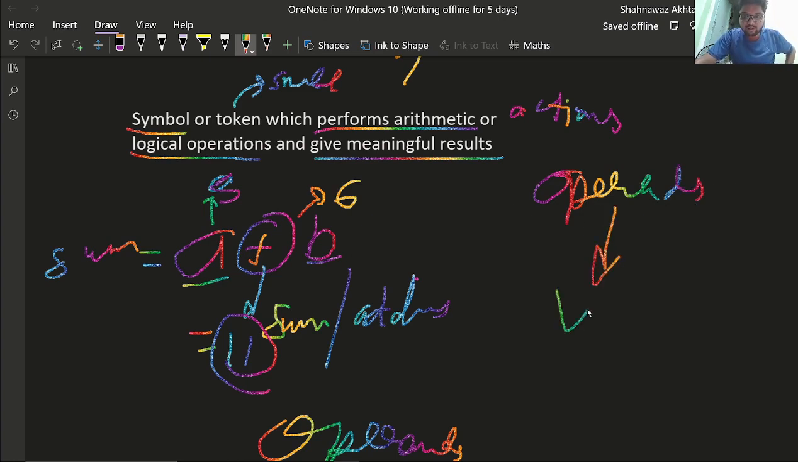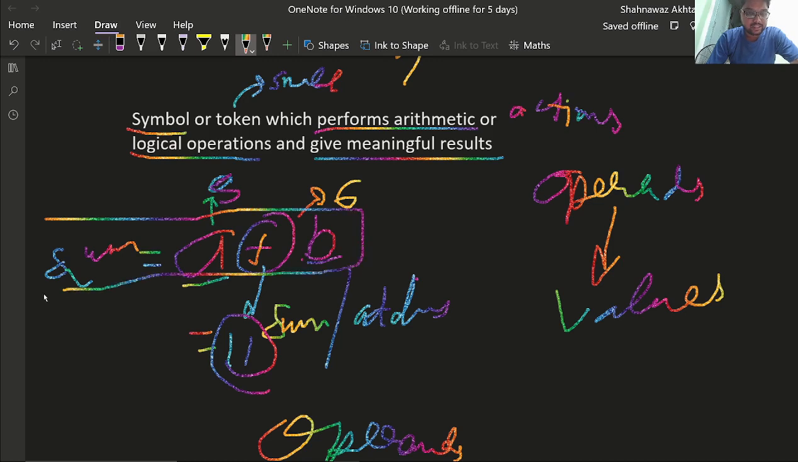So operands are what? Values. Values which are involved in an expression with the operator are known as operands. So this is operand. This is operand. This is operand. And this whole thing written is known as expression. All right. So this collective thing is known as operation.